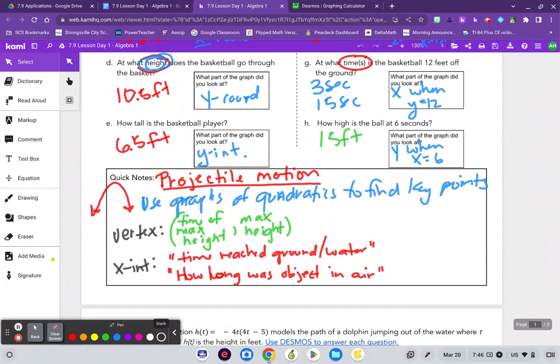The other thing that we might be asked to identify would be a y-intercept, and a y-intercept would be something like the initial height or the starting position. And again, we are going to use Desmos to help us graph so that we can think about what part of the graph is going to answer our question.